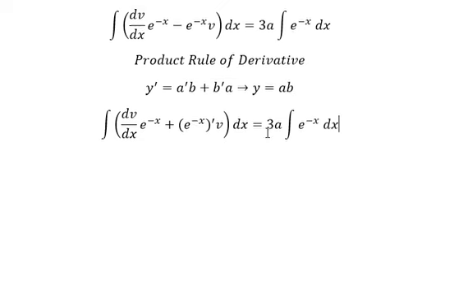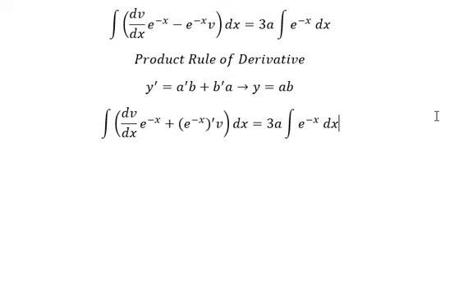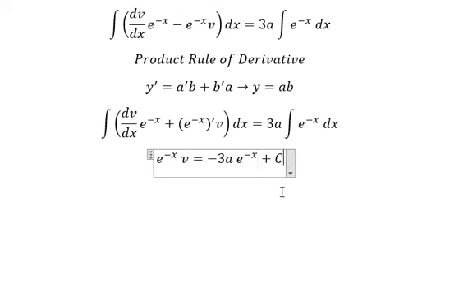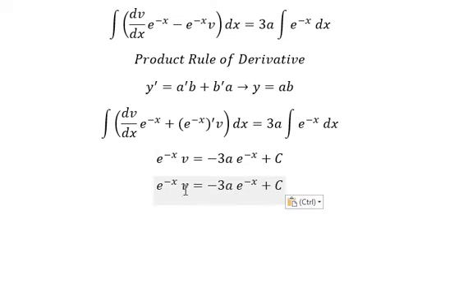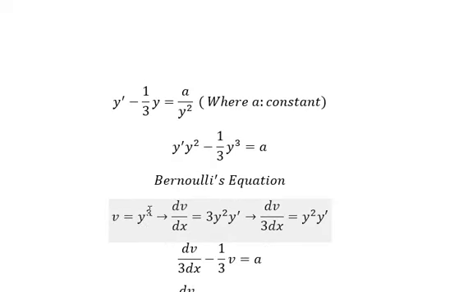So the integration of that one, we have e to the power of negative s multiplied by v. This one we have negative 3 a e to the power of negative s, and I will put c. About v, that is about this one.